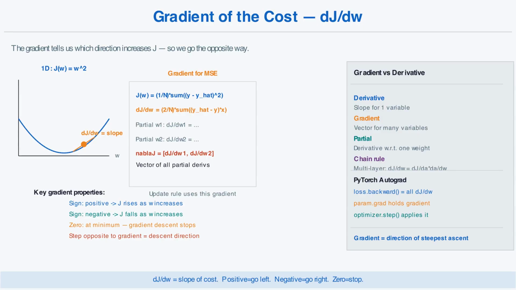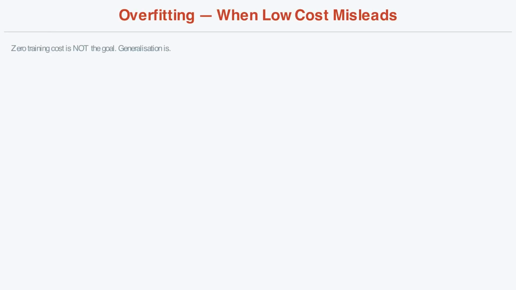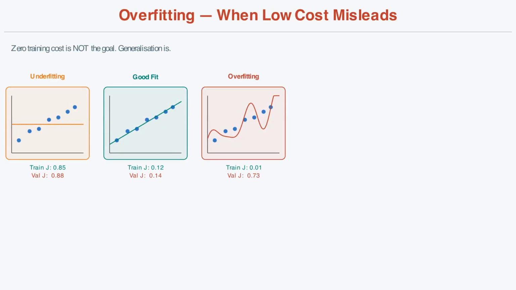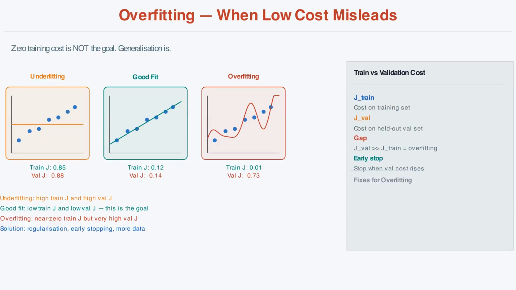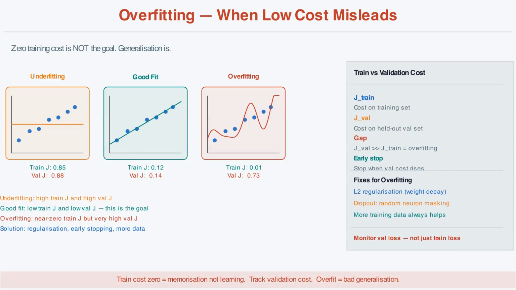Here is a crucial insight that many beginners miss: minimizing the training cost is not the actual goal. The goal is minimizing the cost on new, unseen data. Overfitting happens when a model memorizes the training data so perfectly that its training cost approaches zero, but it fails completely on new examples. The model has learned the noise in the training set rather than the underlying pattern. Think of a student who memorizes the exact answers to last year's practice exam.